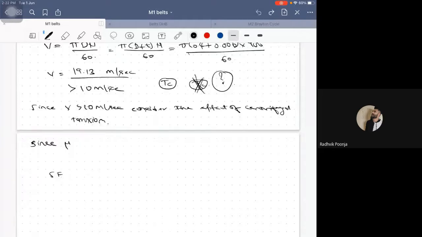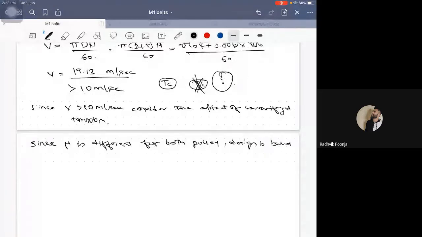Similarly here, since the value of mu is different, the materials will be different. Here the value of mu is different. So mu is different for both pulleys. So design is based on pulley.